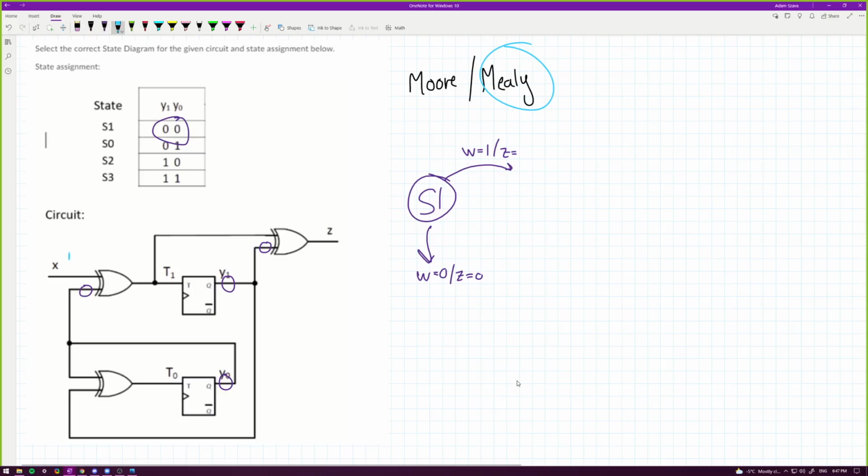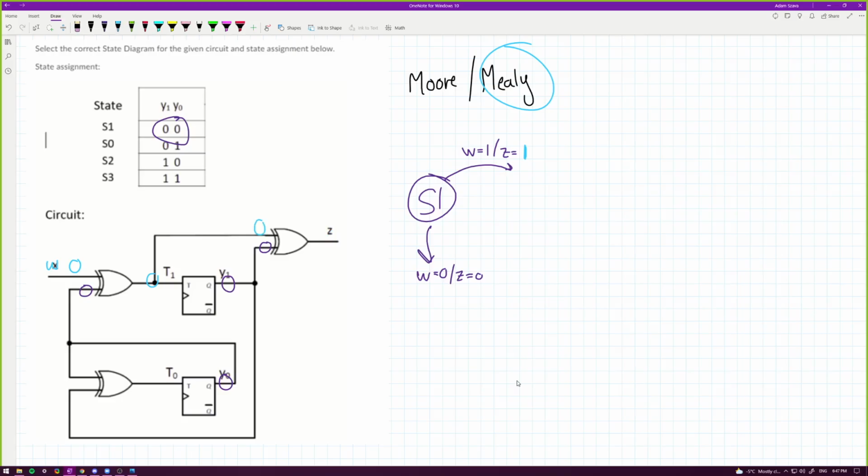So if the input is 1, I'll just use W because that's what I'm used to using. If W is equal to 1, then we have a 1 here, a 1 here, and a 1 here, so the output's 1. If W is equal to 0, we have a 0 here, we have a 0 here.